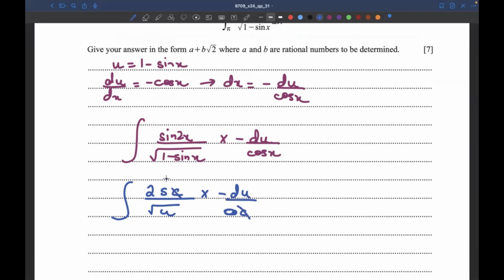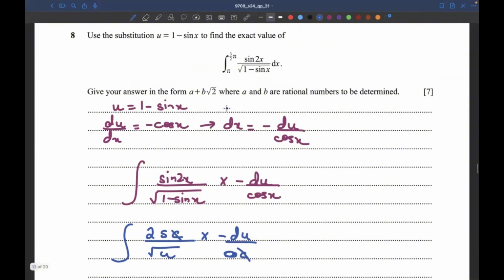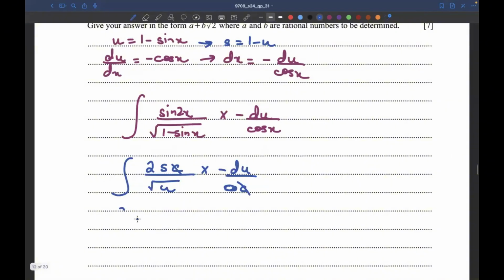And this sine, we know that if u is equal to 1 minus sine, then sine can be written as 1 minus u as well. So in the numerator, we'll have 2 into 1 minus u upon u to the power of half into minus du. So we can bring the minus sign over here, du. And now we'll change the limits as we have our equation in terms of u.